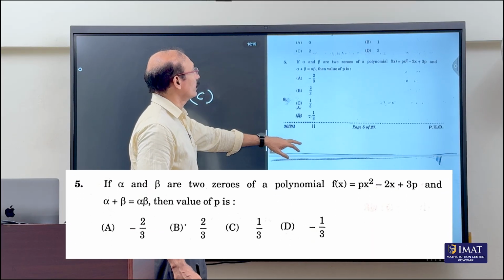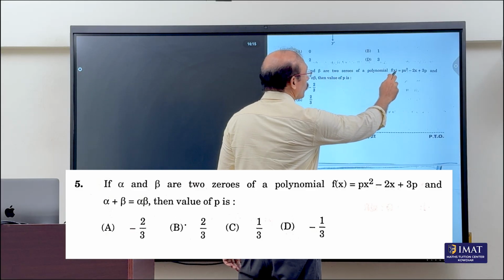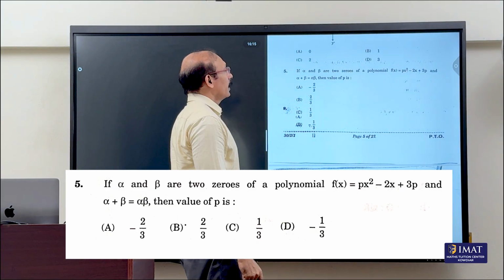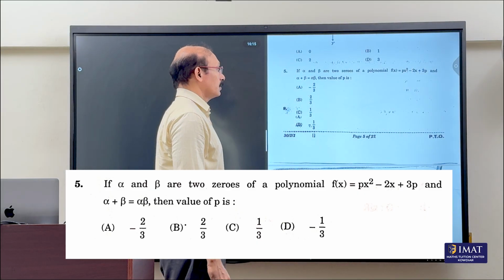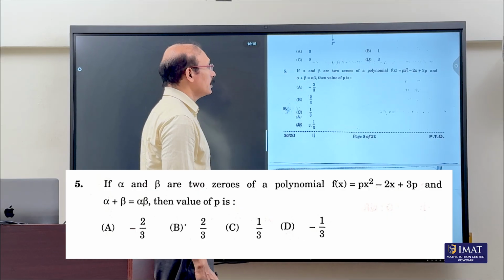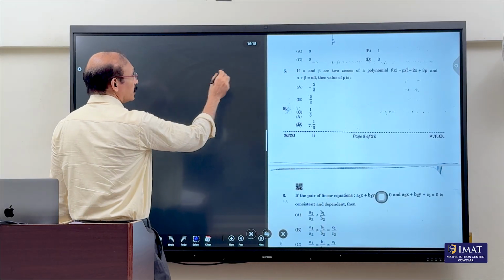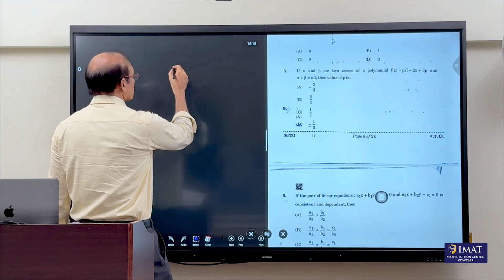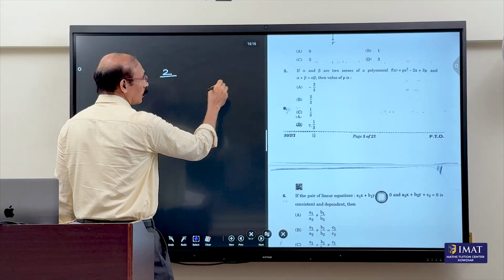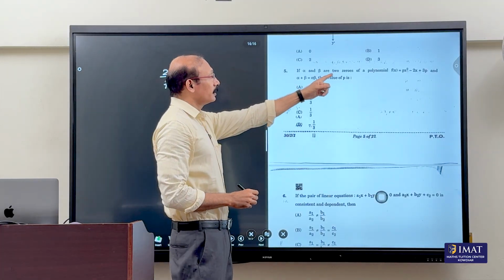Just see the fifth question. If alpha and beta are the zeros of the polynomial f of x is equal to px square minus 2x plus 3p and alpha plus beta is equal to alpha beta. Product of the zeros and sum of the zeros are equal. Then the value of p: alpha plus beta is given by the formula minus b by a. So minus b stands for the coefficient of x. Minus b is minus 2. So 2 divided by a, the coefficient of x square, which is p, is equal to alpha into beta, the product of the zeros.